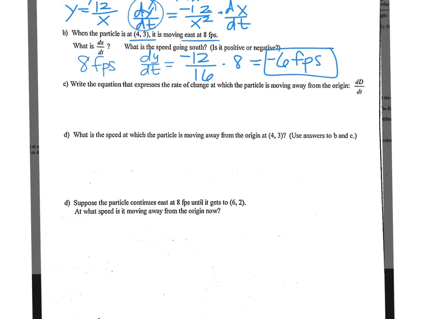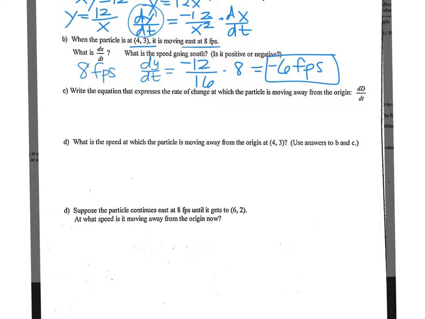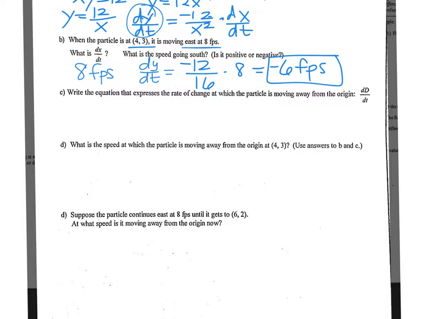Which equation expresses the rate of change at which the particle is moving away from the origin? Oof, this one's bad. You're going to love this one. Here we go. From the origin is really ugly. D equals the square root of x squared plus y squared. And we have to find the change dD/dt here.